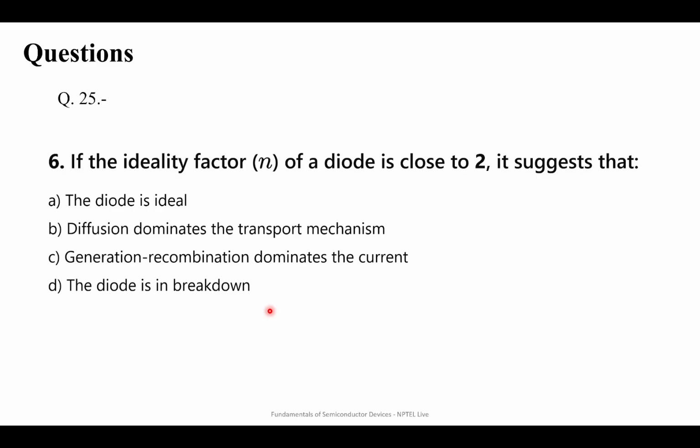If the ideality factor n of a diode is close to 2, it suggests that: the diode is ideal; diffusion dominates the transport mechanism; generation recombination dominates the current; the diode is in breakdown. So what does ideality factor 2 mean?